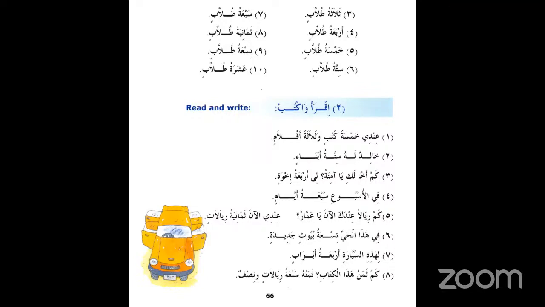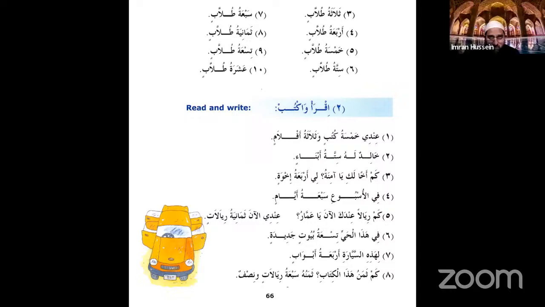Bismillahirrahmanirrahim. Kam riyalan in the kal ana ya Ammaru. How many riyal do you have now, O Ammar? In dil ana samaniyatu riyalatin. I have now 6, sorry, samaniya is 8. I have 8 riyal now.